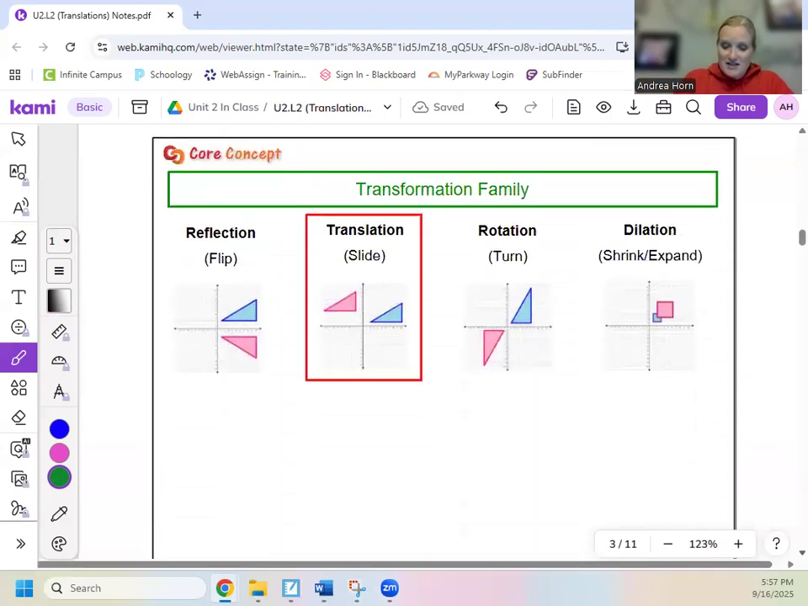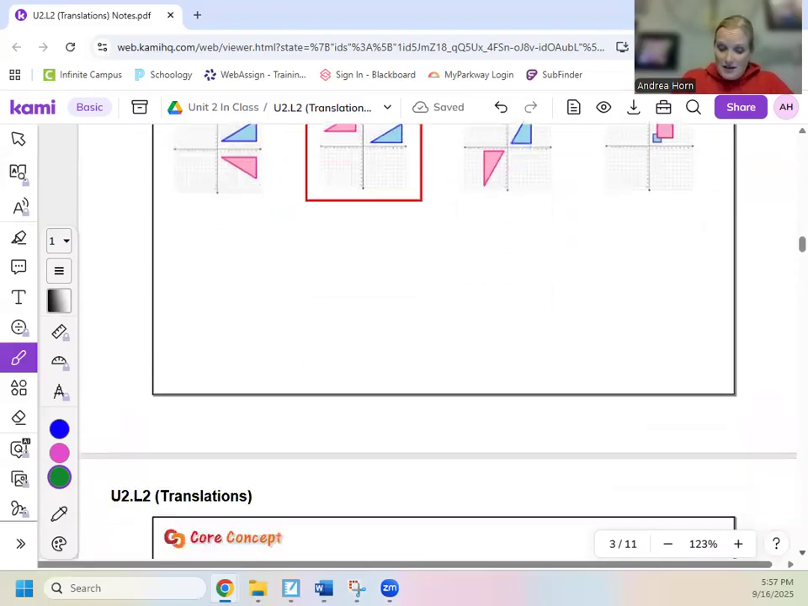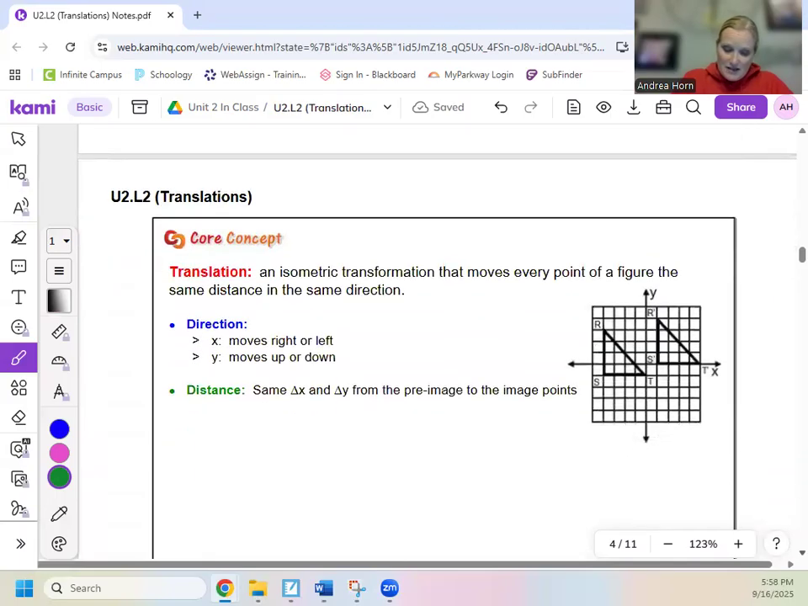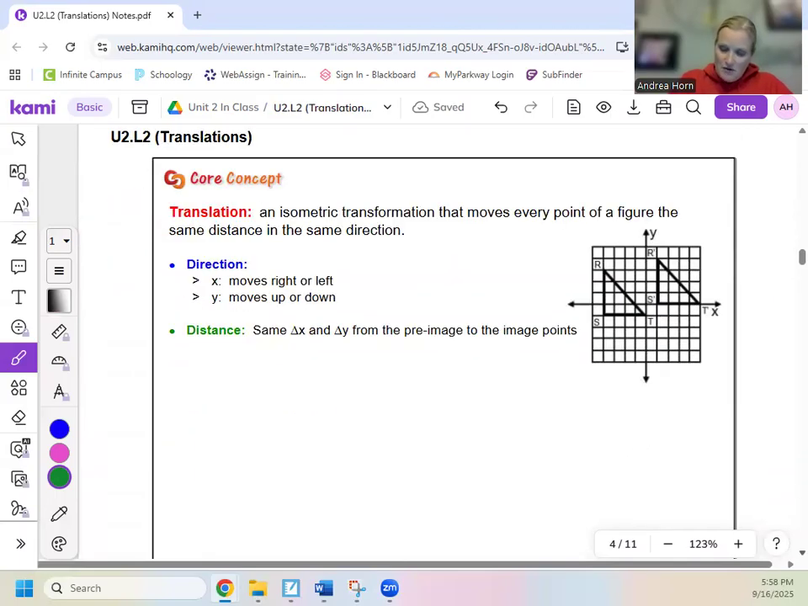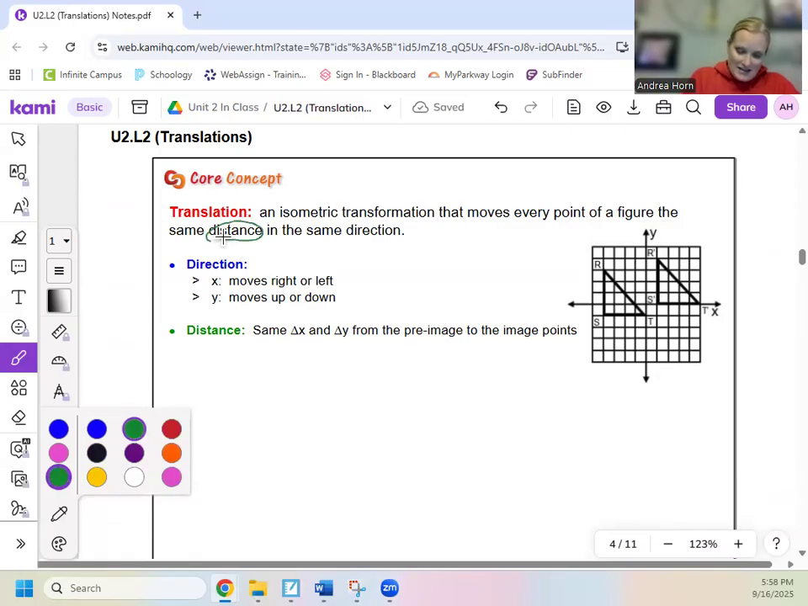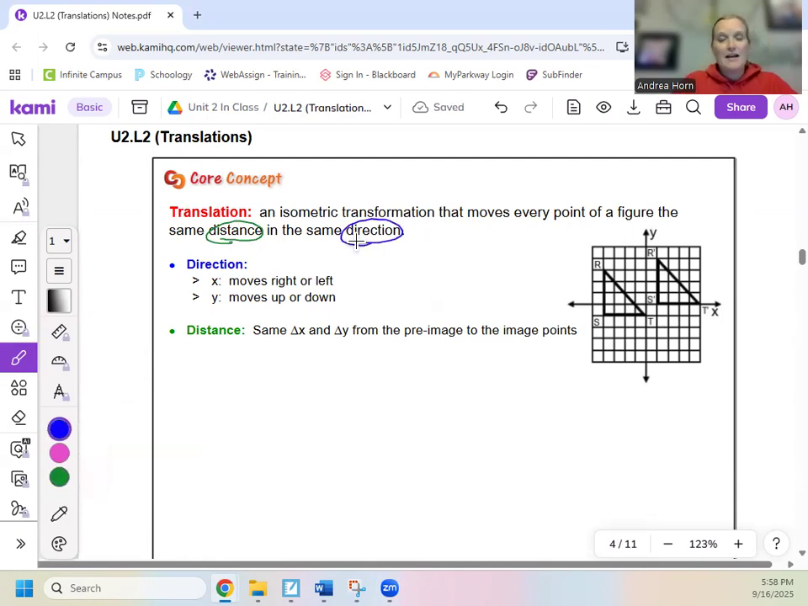So today is translations, again, not to be confused with transformations. Transformations is the whole family. Translations is this slide idea. Okay, so what is a translation? A translation is an isometric transformation that moves every point of the figure the same distance and the same direction. Okay, so every point. That's why we just call it a slide because we're not turning it, we're not flipping it, we're not doing anything. We're just sliding it the same distance and direction all over the graph.